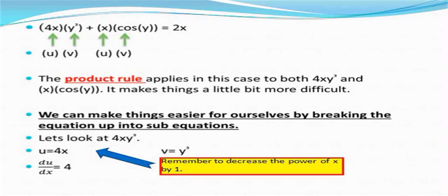So using the product rule, we will put u equal to 4x and we'll put v equal to y cubed. Then to differentiate u equals 4x, u becomes du/dx, and 4x, which is 4x to the power of 1, just becomes 4 because the 1 comes down to multiply by the 4 and the power of 1 is reduced to 0, so x to the power of 0 is 1. So we end up with du/dx equals 4.